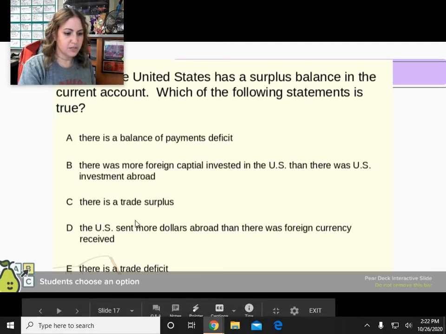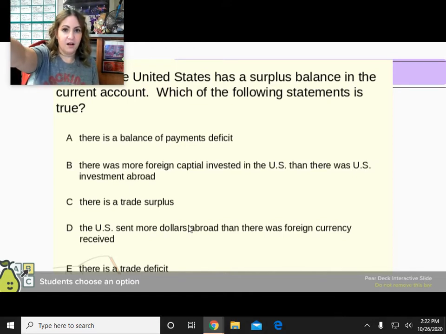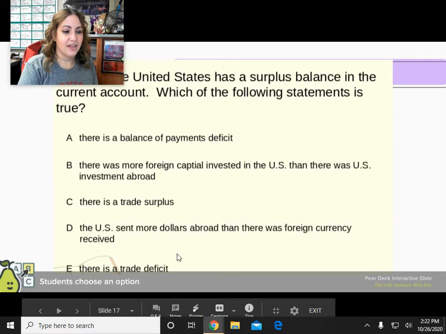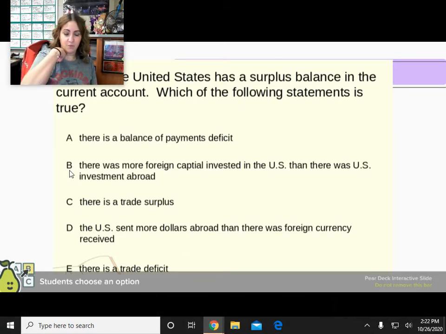If there were more U.S. dollars sent abroad, then there was foreign currency received, that seems like there's an outflow. So that wouldn't be a surplus. That would be a deficit. And then a trade deficit would not put it in surplus, but a deficit, so that doesn't make sense. The correct answer is B. There's more foreign money, more foreign capital invested in the United States than there was investment abroad. And so there's more money coming in that creates that surplus.